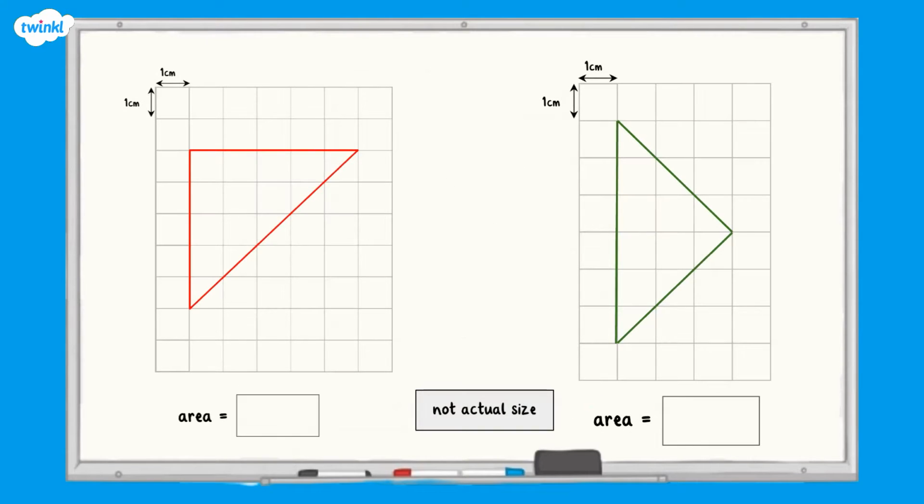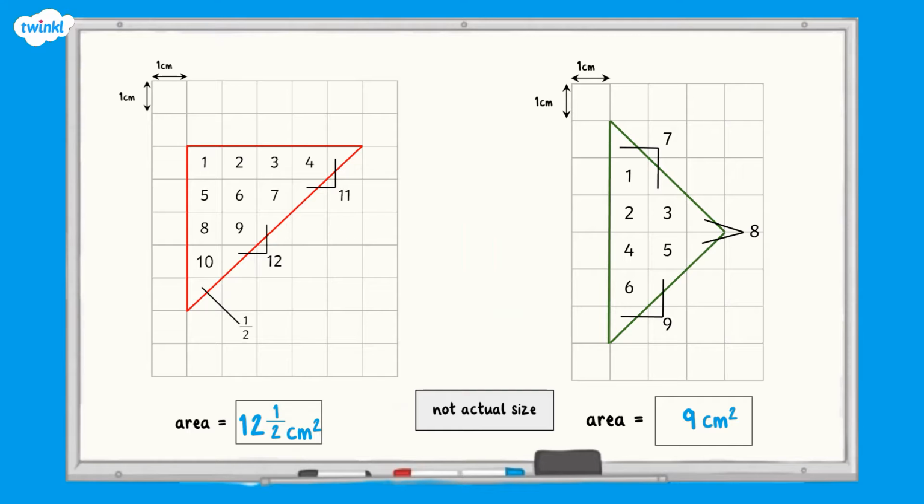Use this method to work out the area of these triangles. Here are the answers. How did you get on? Remember, you can always rewind the video to see how you should have completed this calculation if you need some more help.